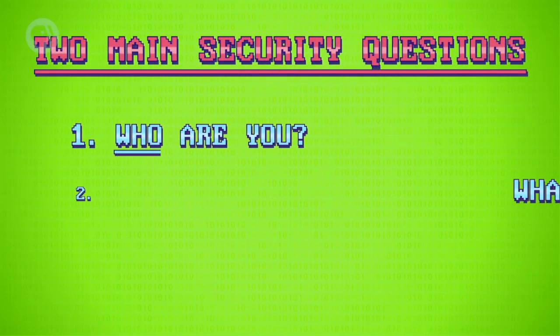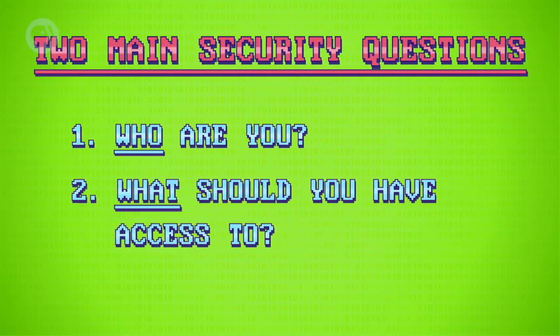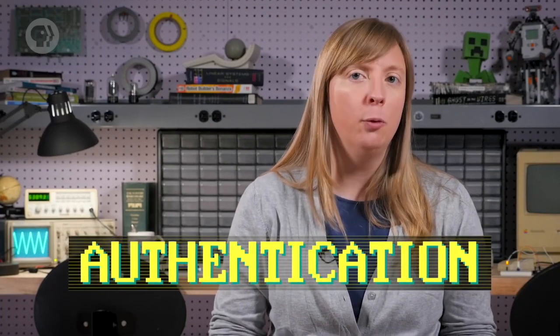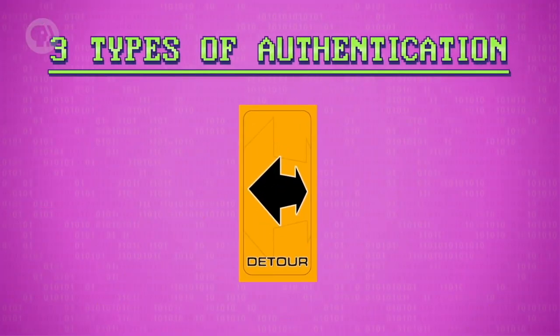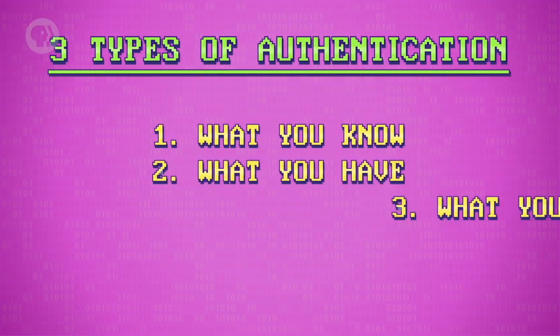A lot of security boils down to 2 questions. Who are you, and what should you have access to? Clearly, access should be given to the right people, but refused to the wrong people. So to differentiate between right and wrong people, we use authentication, the process by which a computer understands who it's interacting with. Generally, there are 3 types, each with their own pros and cons. What you know, what you have, and what you are.